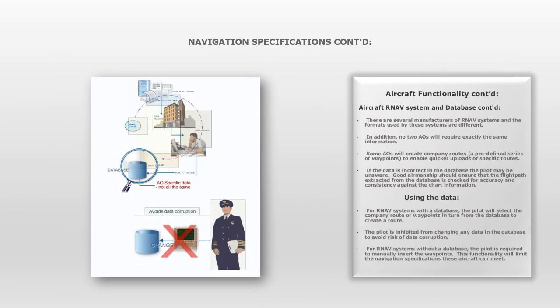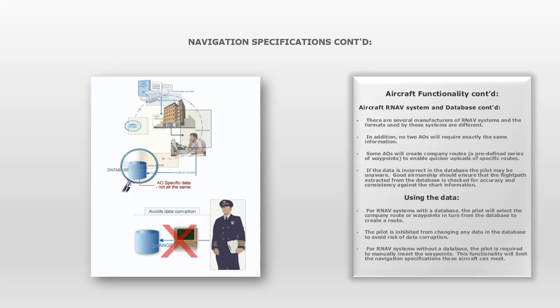Aircraft functionality. Continue. Aircraft RNAV system and database. There are several manufacturers of RNAV systems and the formats used by these systems are different. In addition, no two aircraft operators will require exactly the same information. Some aircraft operators will create company routes, a predefined series of waypoints, to enable quicker uploads of specific routes.